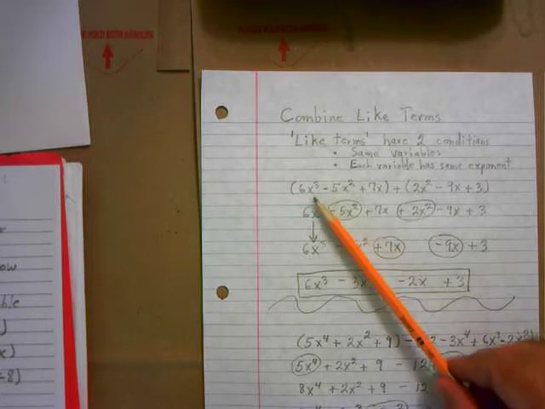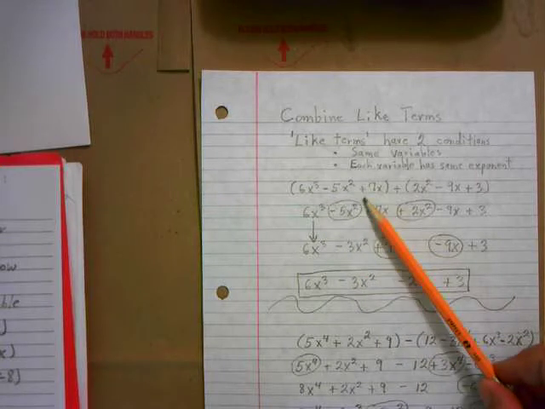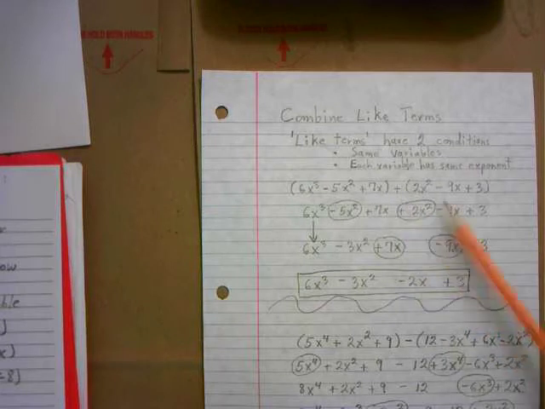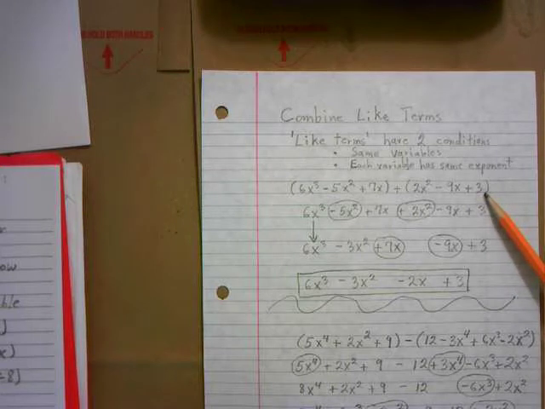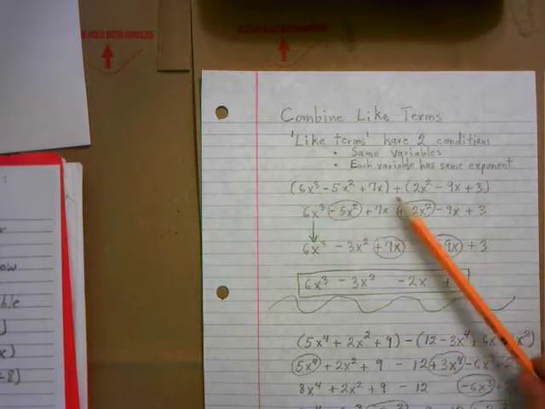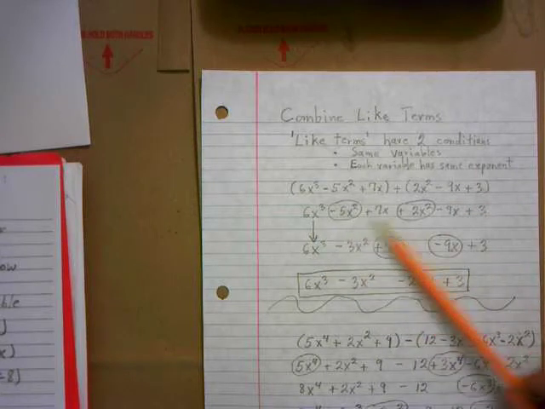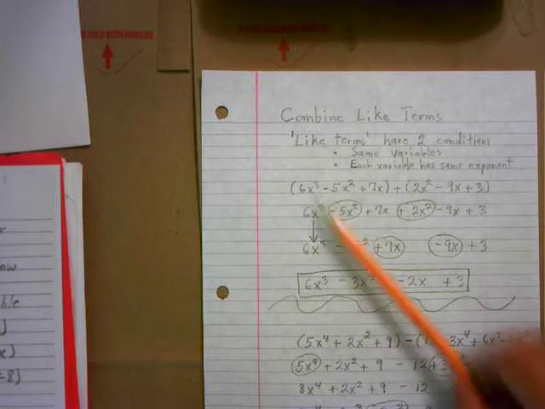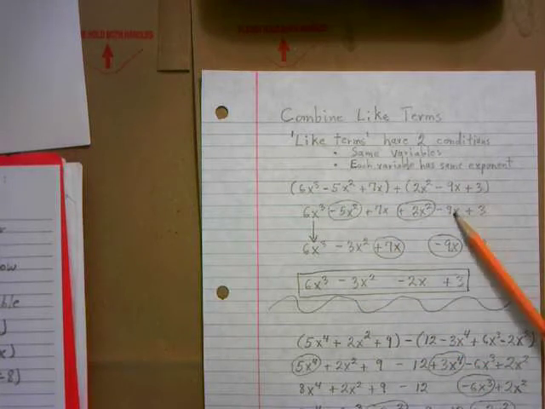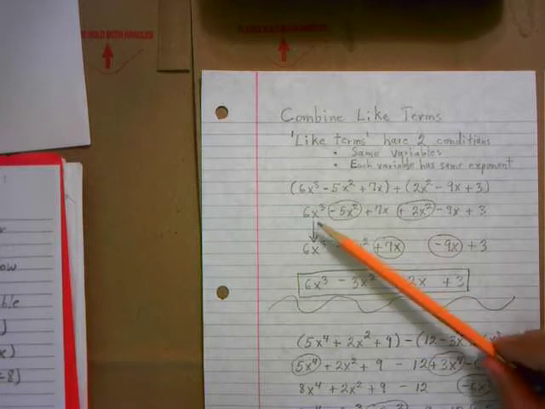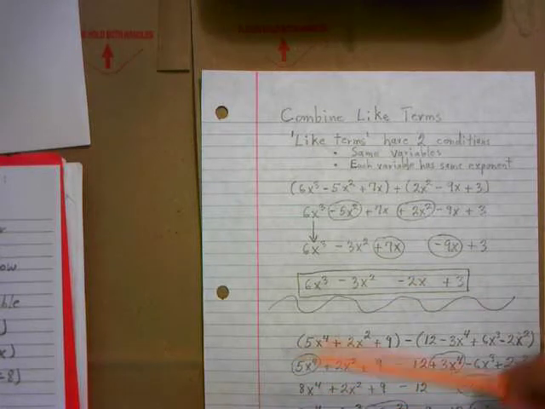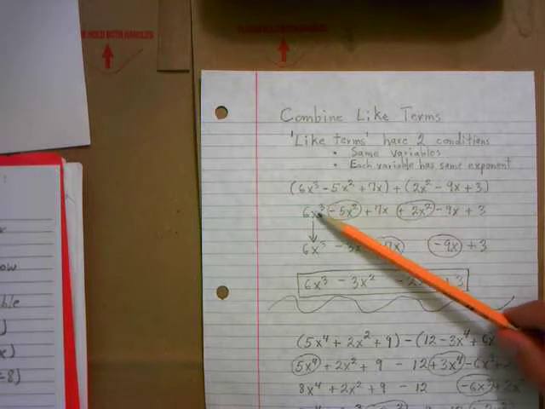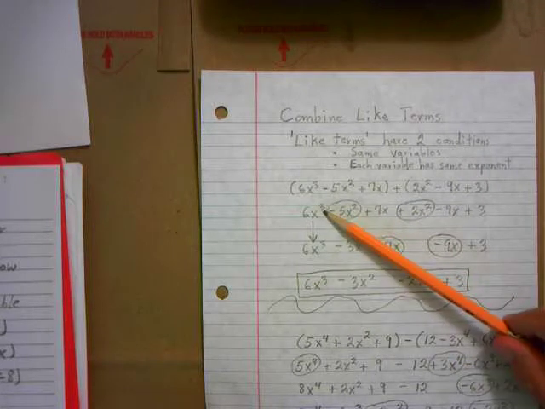Here we have 6x cubed minus 5x squared plus 7x plus 2x squared minus 9x plus 3. Well, let's break these out of their parentheses and write all our terms straight across. We do that here. And now we're going to go by order of exponents, because of course in standard form we have the highest exponents first.